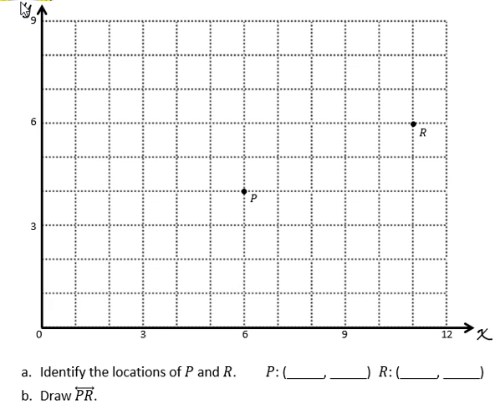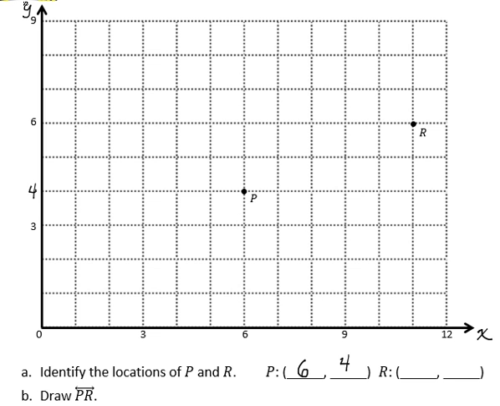The first direction says to identify the locations of points P and R, which means I need to find the ordered pairs that identify those points. I'll start with point P. I'm going to begin at the origin, and I'll move over across the x-axis to the 6 because the P is above the 6. So its x-coordinate is 6. If I travel up that line vertically, I can see that the P would be across from point 4 on the y-axis. So its y-coordinate is 4.